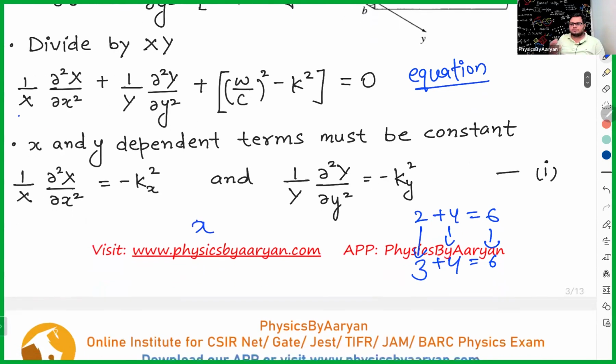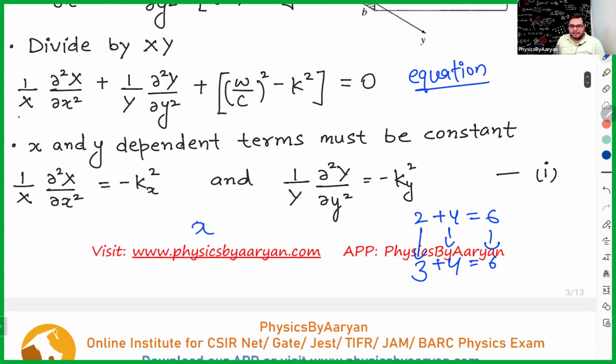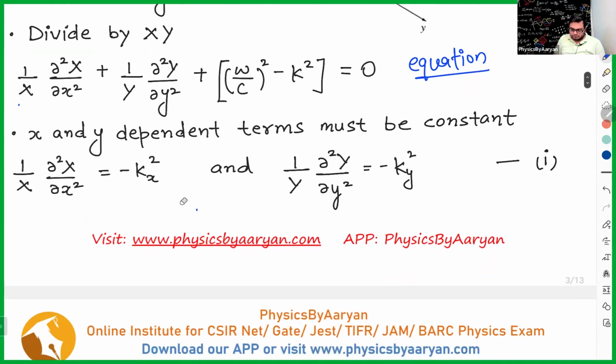And just for namesake, I gave this constant as minus kx square, and I call this constant as minus ky square. I do this always. Whenever you use separation of variables, you have the same method to use. Whatever is constant, you call it some constant. So we call this thing minus kx square, and we call this thing minus ky square.